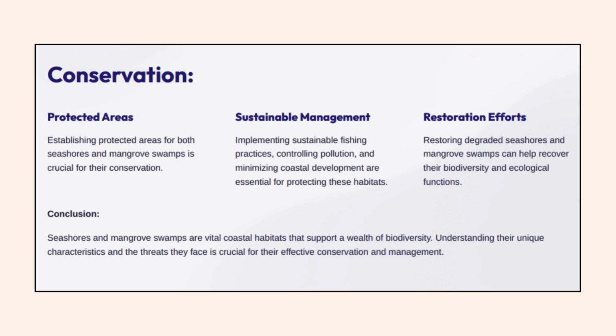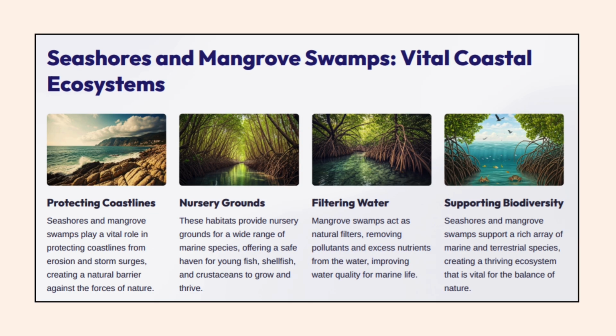Now, seashores and mangrove swamps are vital coastal habitats that support a wealth of biodiversity. Understanding their unique characteristics and the threats they face is crucial for their effective conservation and management. So, seashores and mangrove swamps, vital coastal ecosystem. So, how do we protect them? So, protecting coastlines, seashores, and mangrove swamps, and its importance, all right, to the ecosystem.